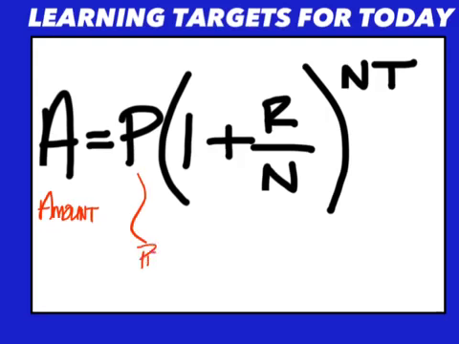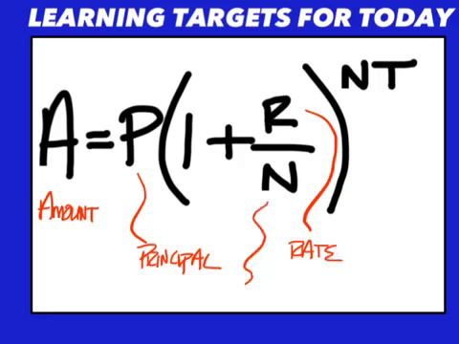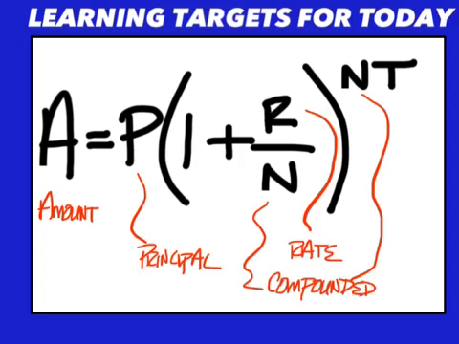and P for principal. R is going to be the rate. N shows up twice in the formula, and N stands for compounded. How many times is this going to be compounded? Is it going to be monthly, quarterly, daily? And then you'll have T, which is obvious. That is time.